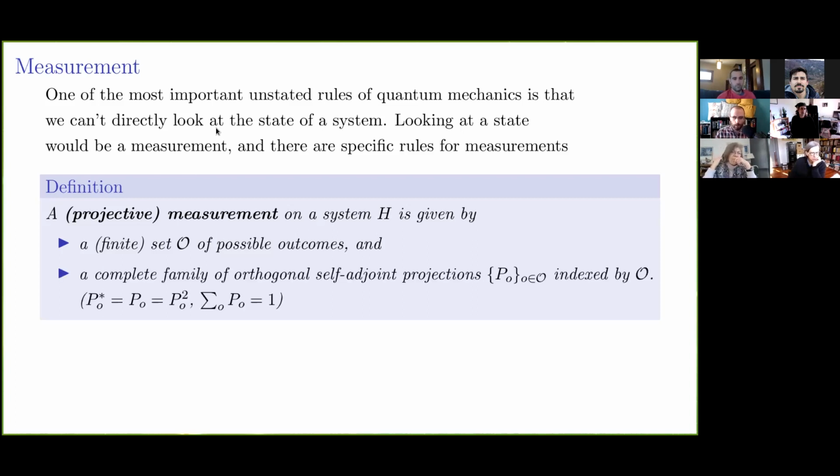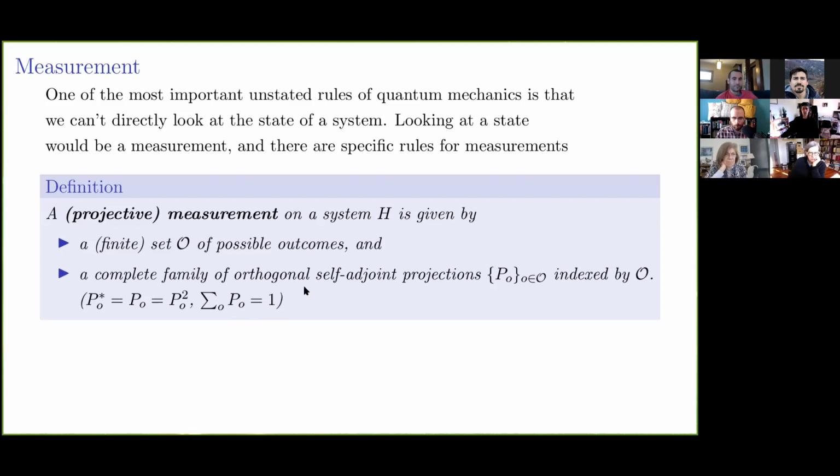And the other thing, maybe the more important thing, is a complete family of orthogonal self-adjoint projections indexed by this set of outcomes. So what that means is, by the way, does my mouse show up on the Zoom? Yeah, okay, good. Let me know if it's not showing up and I can share my desktop instead of my window.